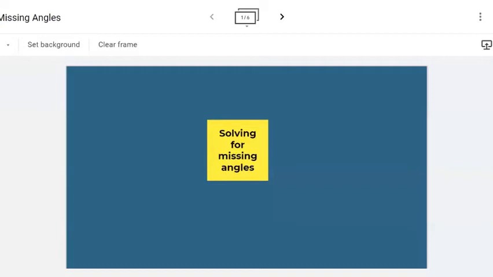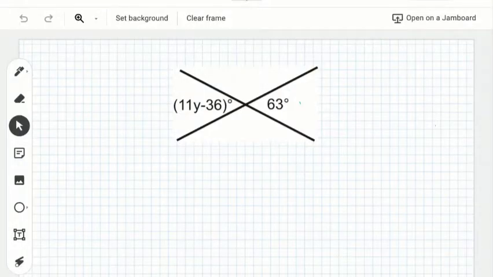Today, we're going to talk about how to solve for missing angles in a variety of different ways using the angle relationship that you can identify. All right, so when we take a look, the first thing we're going to do is determine what the angle relationship is. And since we know that these angles are directly across from each other and we have two straight lines intersecting, we know that these are vertical angles.